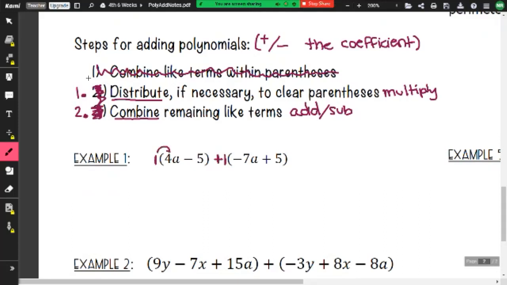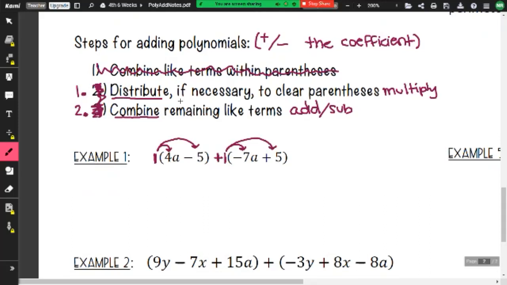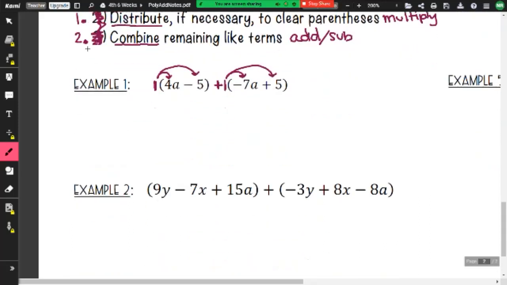Now, some of you may see it, some of you may not. When I multiply every single term by a positive 1, what happens? They do stay the same, but we are still going to distribute. We're still going to show that we're multiplying because tomorrow it won't stay the same. 1 times 4a is still 4a. 1 times -5 is still -5. 1 times -7a, -7a. 1 times 5 is 5. I've gotten rid of the parentheses. Tomorrow it'll be slightly different, but we're still going to distribute just to remain consistent.